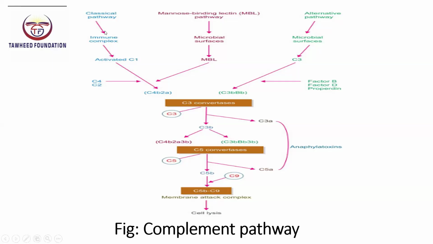Regardless of the starting point, all pathways lead to the formation of C3 convertase, which triggers pathogen opsonization, inflammation, and direct microbe killing. Understanding these pathways helps explain how the immune system is able to quickly and effectively respond to diverse threats.